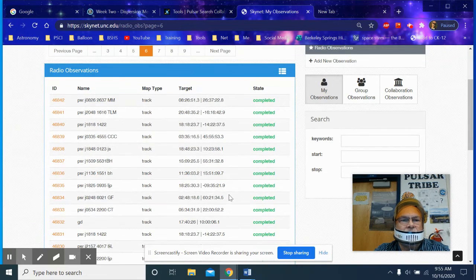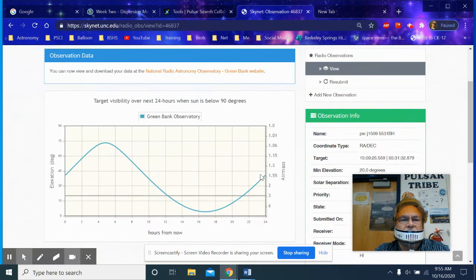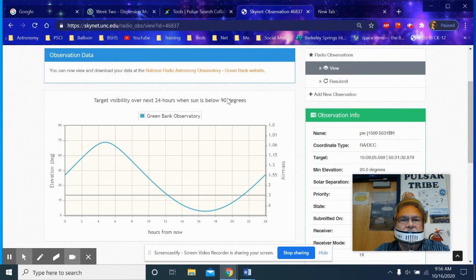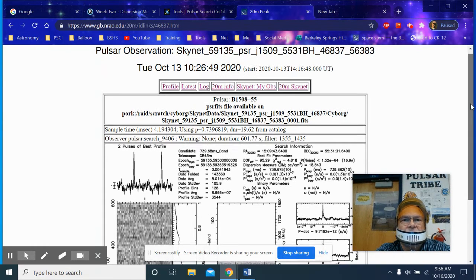And I'm just going to pick something. Let's pick this one here. And this is not your graph. To find your graph, you've got to click the orange link. And this is the graph of a pulsar.